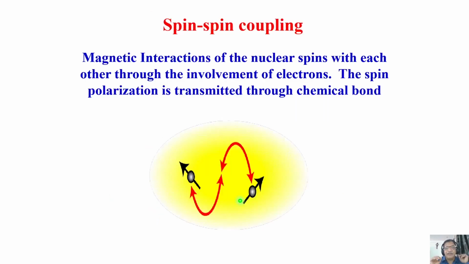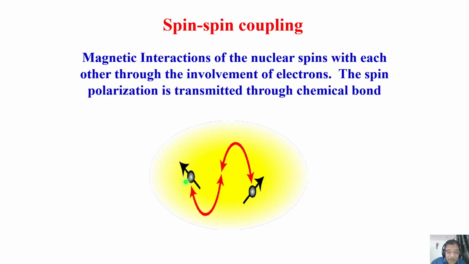Okay, with this information, let us start discussing spin-spin coupling. As I said, remember, except for quadrupolar interaction, all are magnetic interactions. It is the magnetic interaction of two nuclear spins. Let us say this is one nuclear spin, this is another nuclear spin. There is a magnetic interaction between these two, with the involvement of bonding electrons.